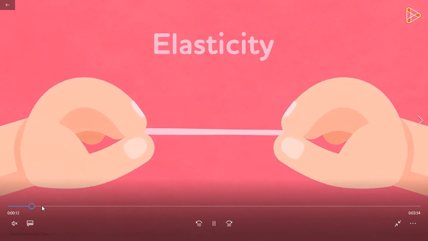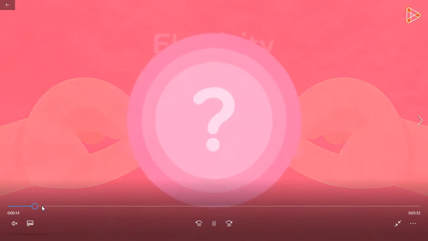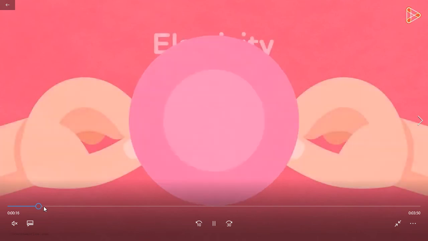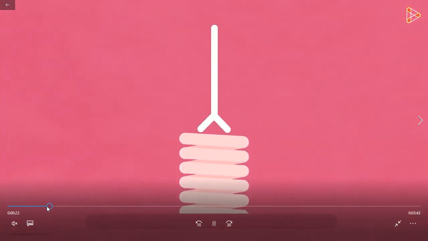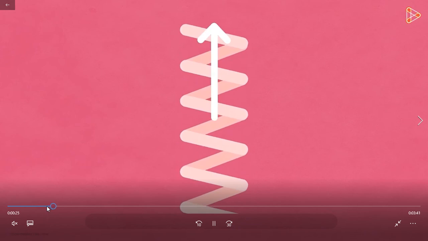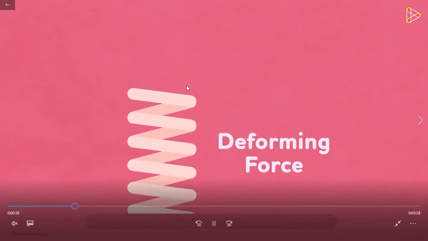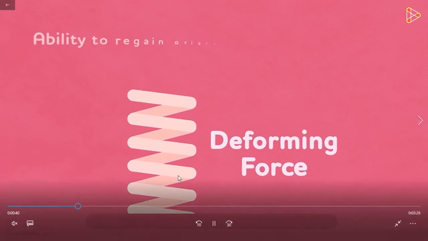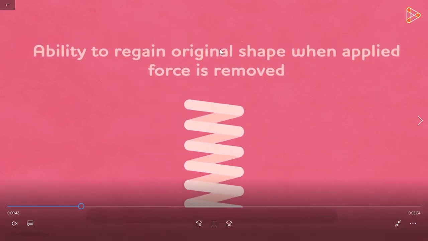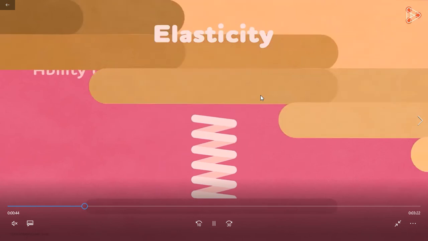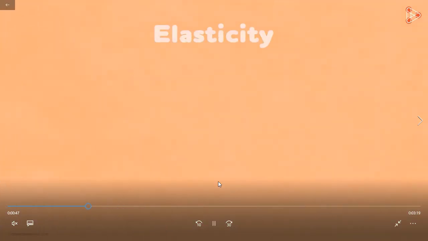See here, a rubber band, we are applying force. It will be extended. The spring is also stretchable. When force is applied, it will be elongated. The ability to regain its original shape when the applied force is removed is called elasticity.